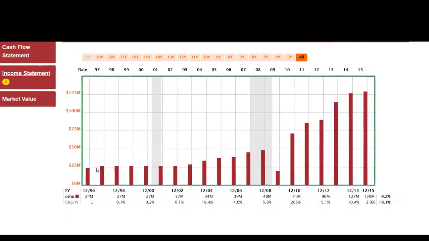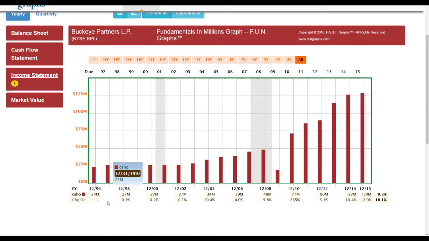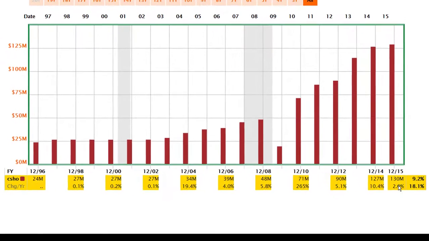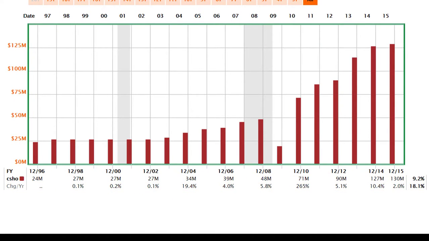So when you're looking at earnings and cash flows for 1996 on a per share basis, which the basic FastGraph is iterating, you have to realize that those metrics are being divided by 24 million shares, whereas in 2015 they're being divided by 130 million shares.